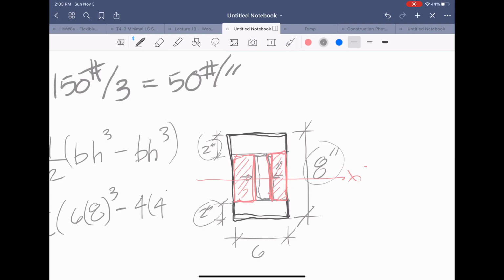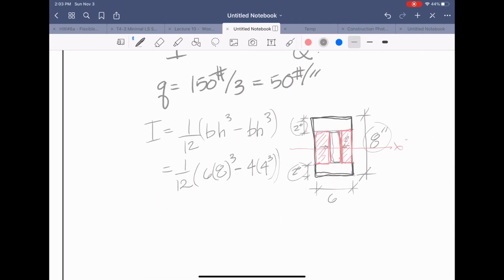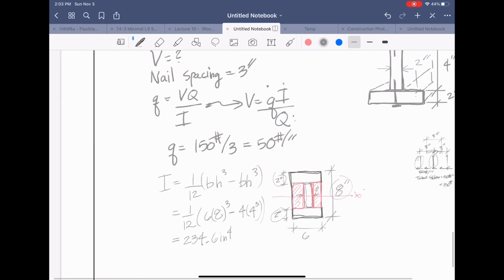4 to the third power, right? And that would equal 234.6 inch to the fourth. That's your inertia. Okay, great. So we got the I.